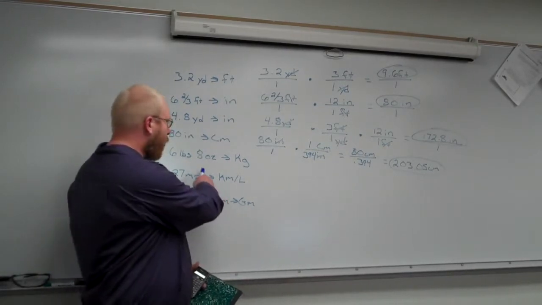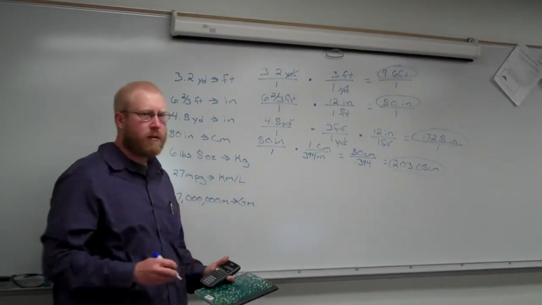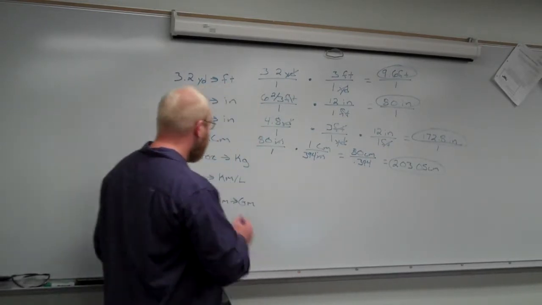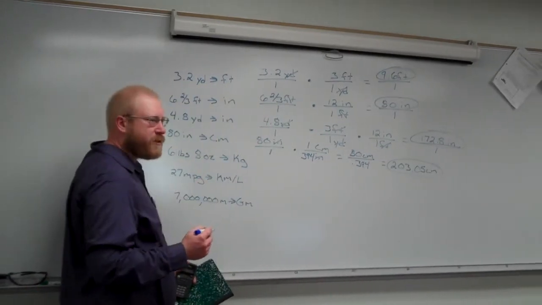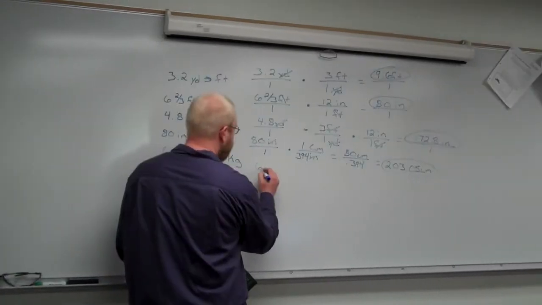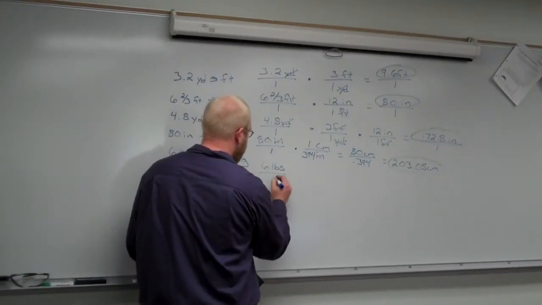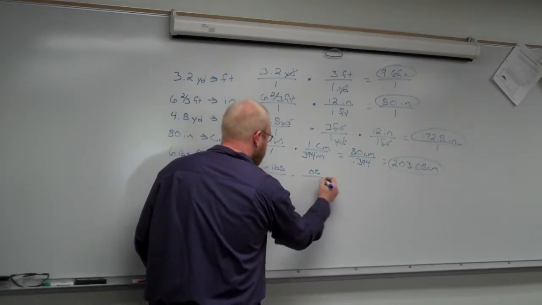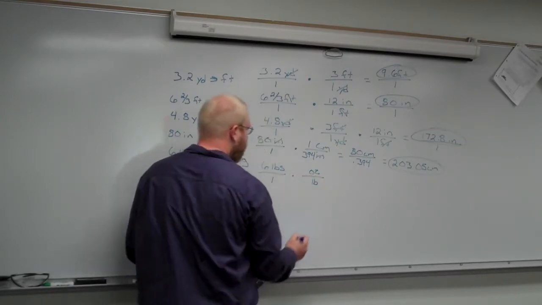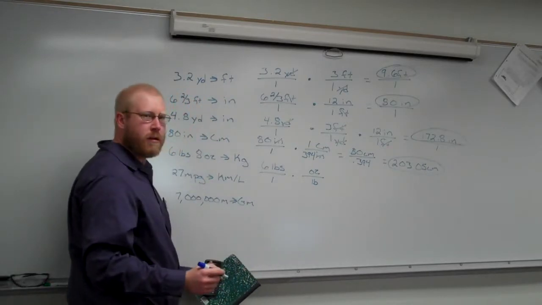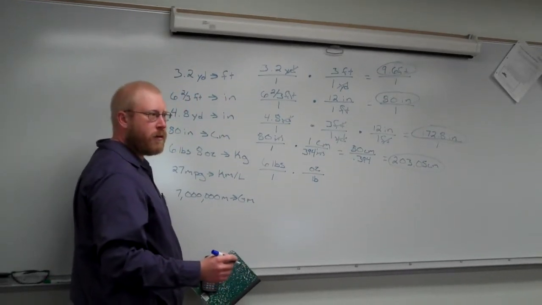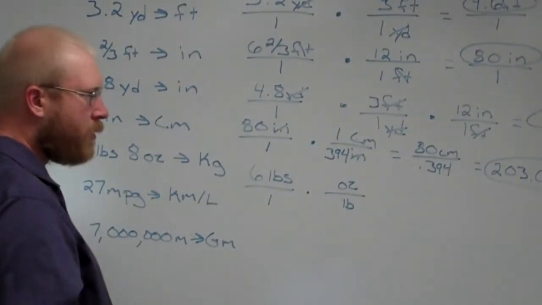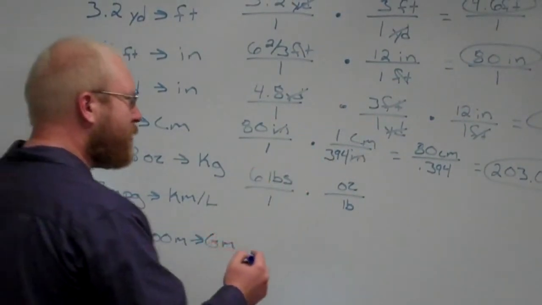I probably need to get it all in either pounds or ounces, right? Ounces. So I have someone telling me to go to ounces. So I need to get my 6 pounds converted to ounces. So if I have 6 pounds, and I want to go to ounces, what's our conversion? I'm looking. Okay. 16 ounces in a pound.